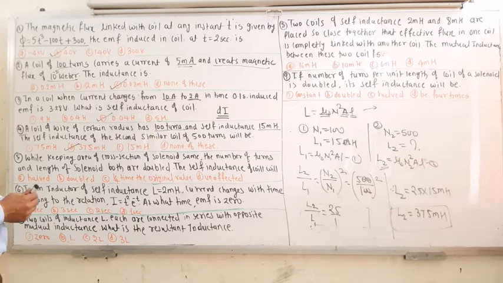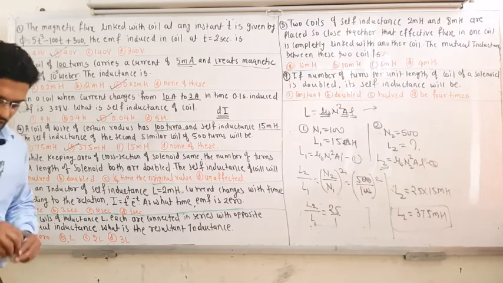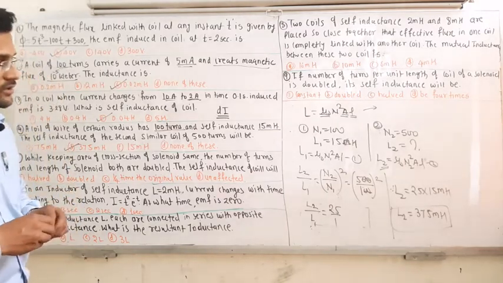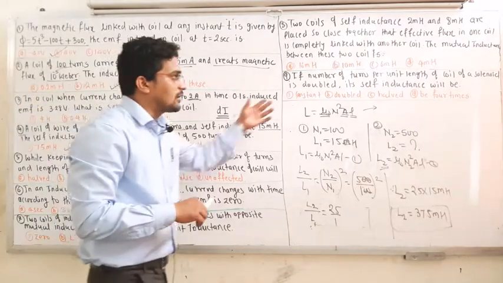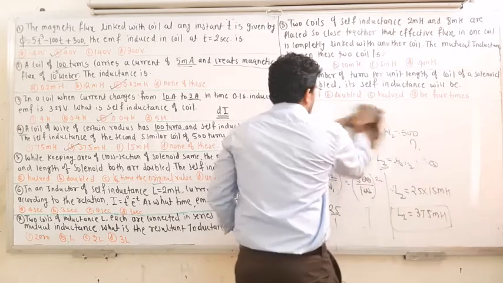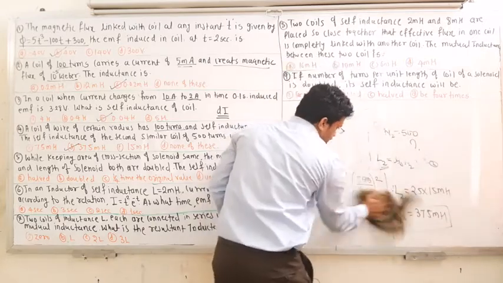So every time you have to remember how the number of turns of the coil changes, or what things are given, and then just write down the equations for the self inductance and the mutual inductance. If the number of turns or the length of the coil is given, then according to that you can apply the equation. So next question we will move.